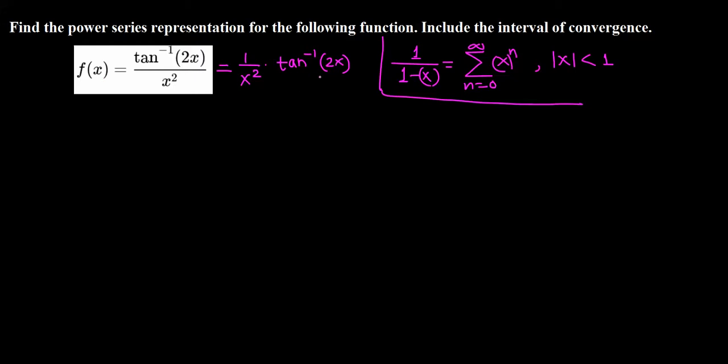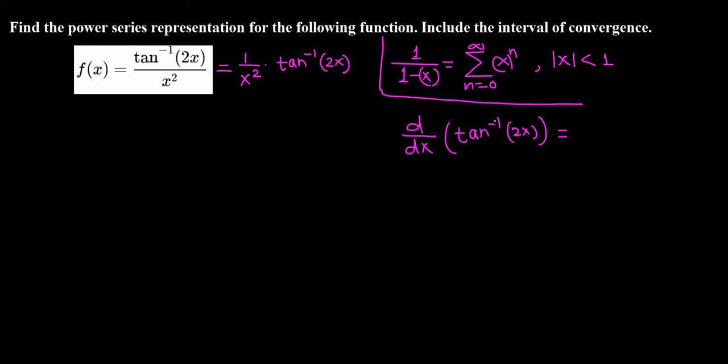So somehow we need to write this in the form of 1 over 1 minus something. Okay, and we know the derivative of tangent inverse. I'm trying to find if we can write tangent inverse of 2x, by differentiating or integrating, in the form of 1 over 1 minus something. Let's find the derivative, because the derivative is much easier than finding the integral.